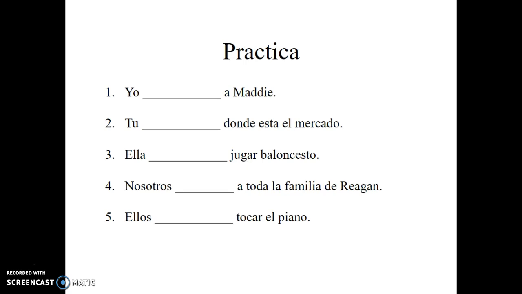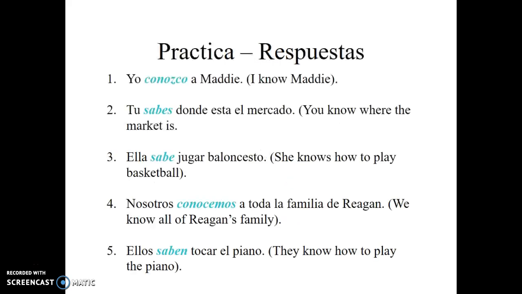Piece of information. Three. Ella blank jugar baloncesto. Again, we have an infinitive here. There's only one option. Nosotros blank a toda la familia de Reagan. We personally know all of Reagan's family. We've met them. And ellos blank tocar el piano. Again, infinitive here. You only have one option. Pause the video. And here are the answers.